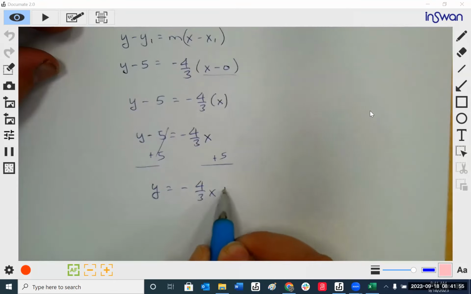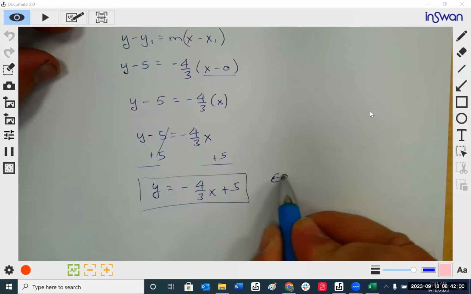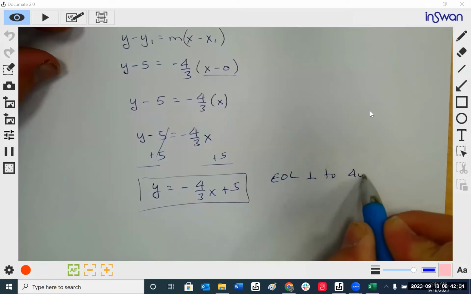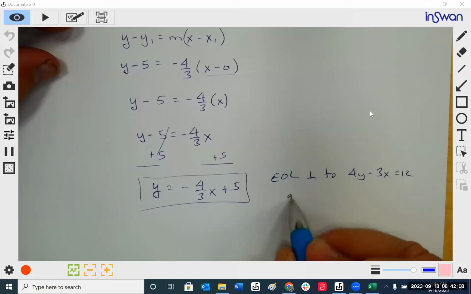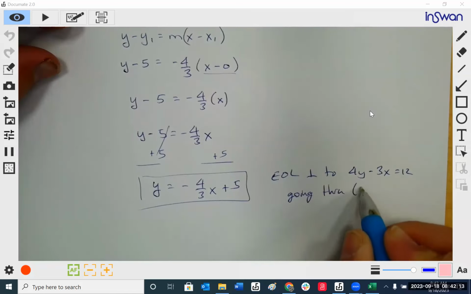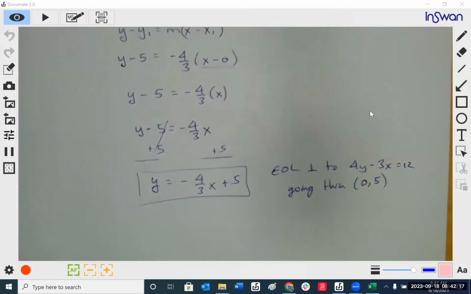And there's our equation of the line perpendicular to 4y minus 3x equals 12 going through the point 0, 5. That's our answer.